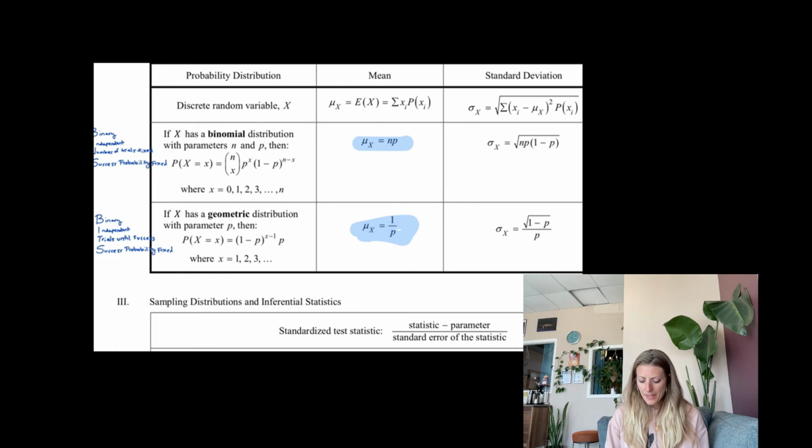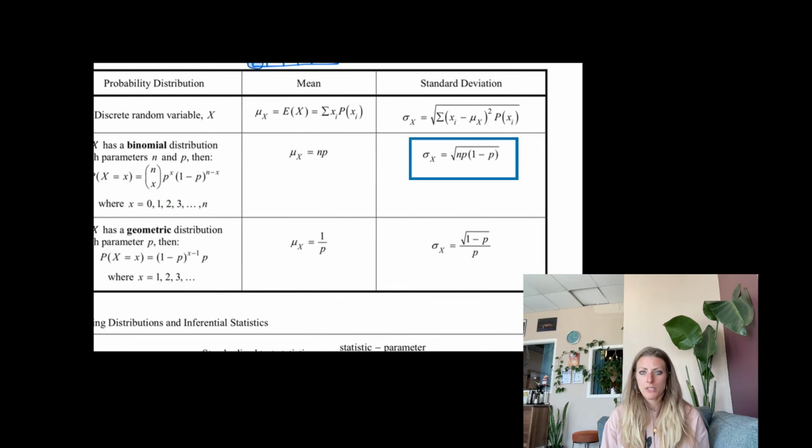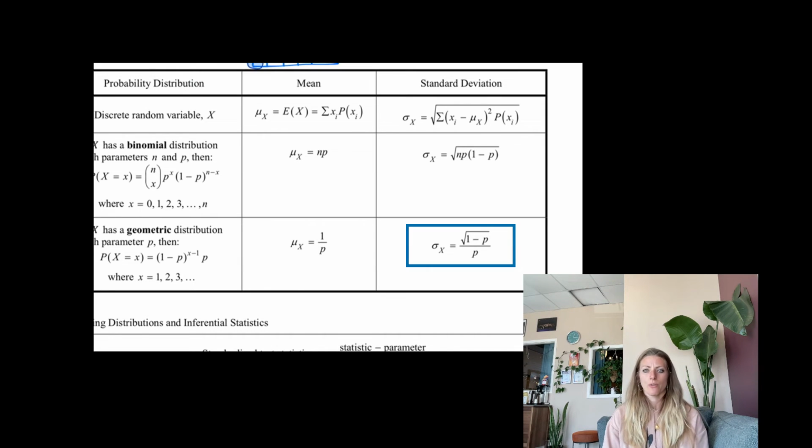All right. And then last but not least, we have the standard deviation for each of those. So for the binomial distribution, it is sigma sub x is the square root of n times p times 1 minus p. Simple, just plug it in. Standard deviation of a geometric distribution is the square root of 1 minus p over p. Super simple.